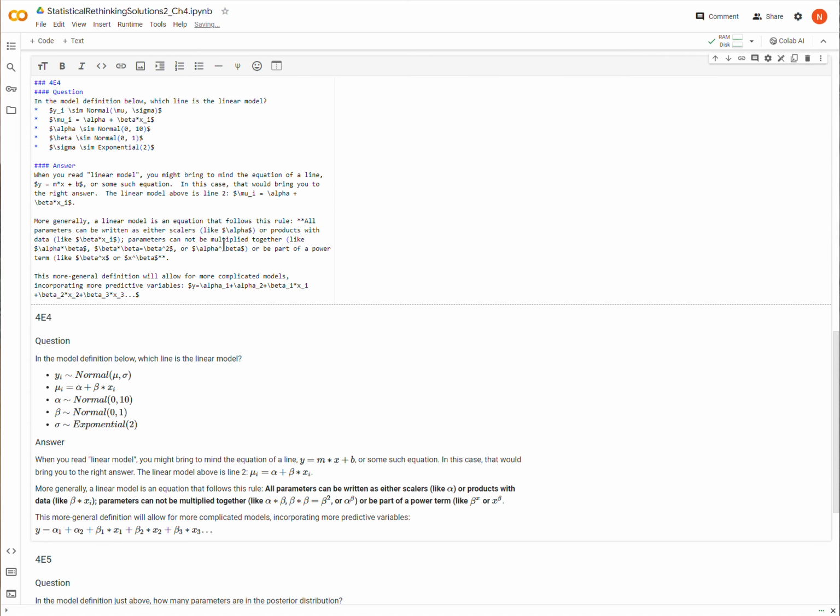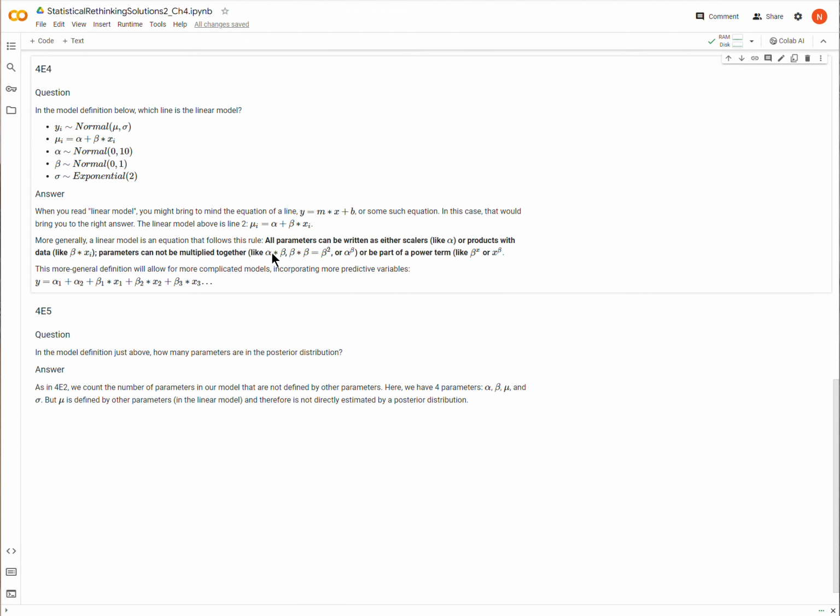Okay, and we're back. So anyway, with the linear model, the parameters can't be multiplied together, right? So we can't have parameters somehow being multiplied together, and a parameter can't be part of some power term like beta to the x or x to the beta or something like that, okay?